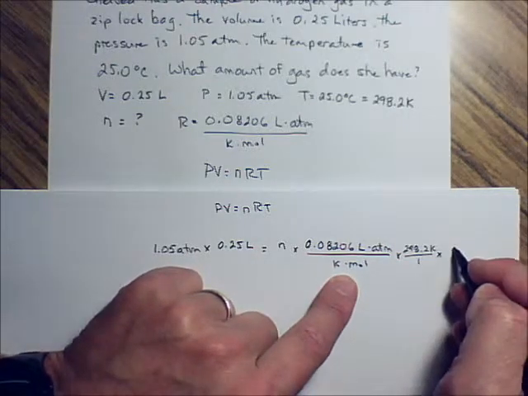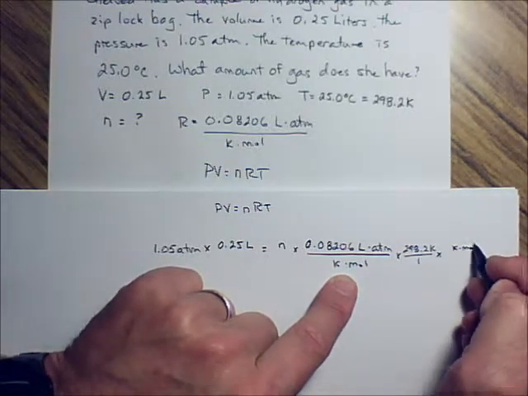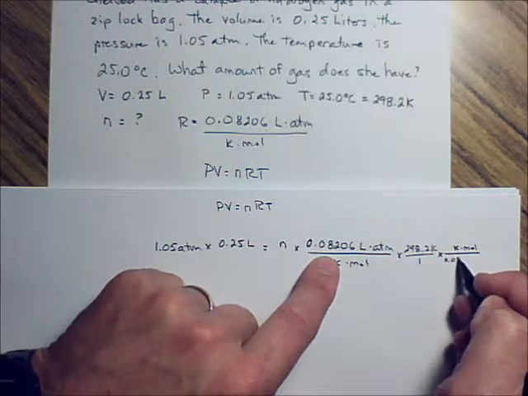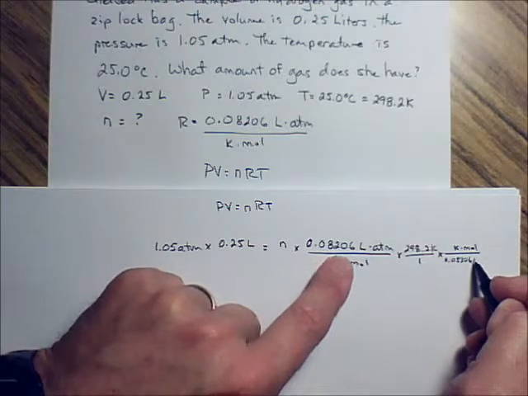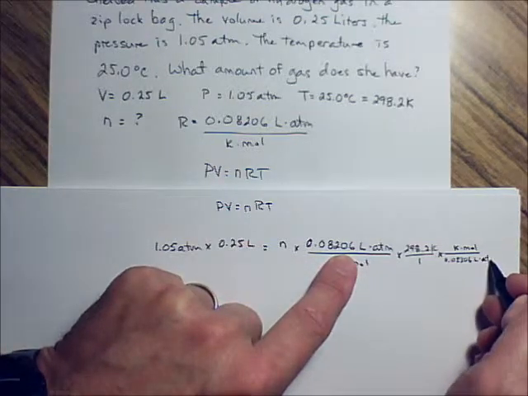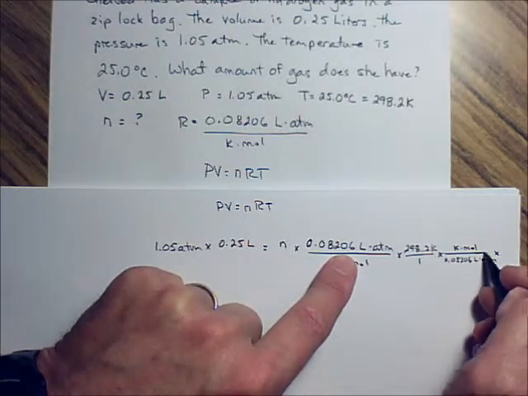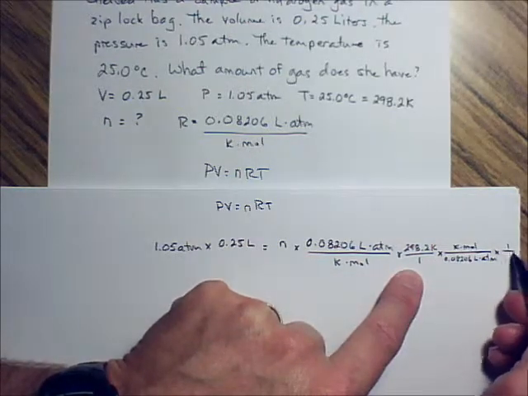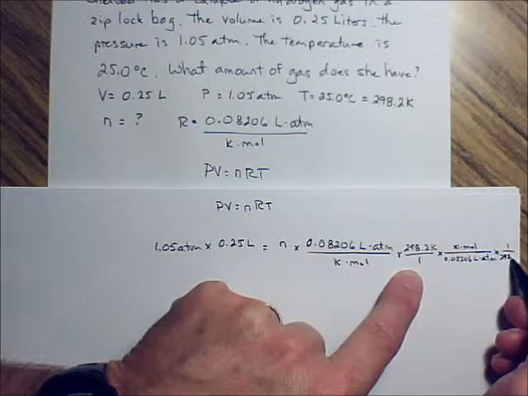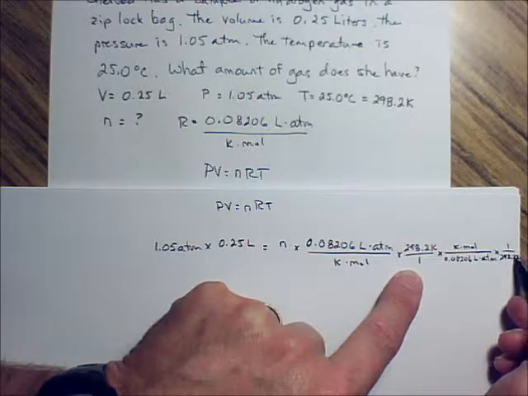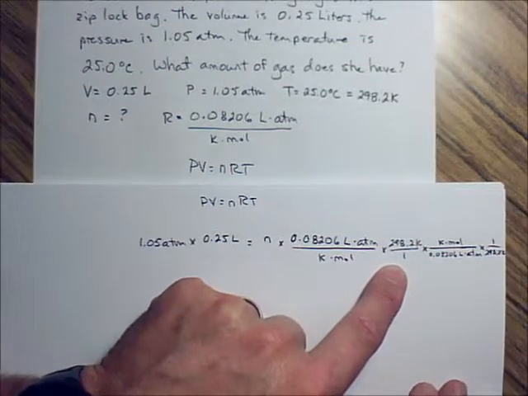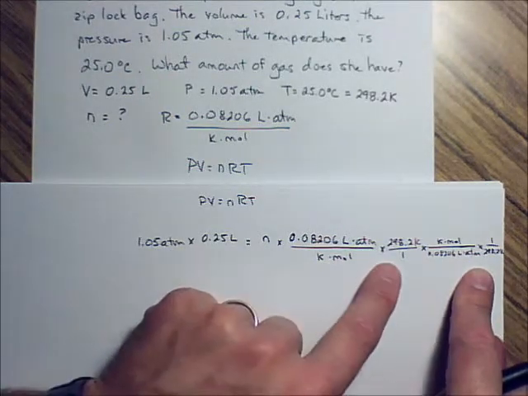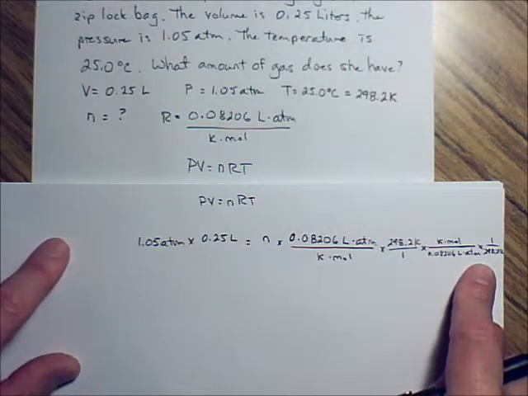So we want Kelvin times moles over 0.08206 liters times atmospheres. And then I need to multiply by the reciprocal of this, 1 over 298.2 K. I don't have a lot of room over here, so I'm squeezing it up a bit. But these two are the reciprocals of that. Remember, what I do to this side, I have to do to this side.